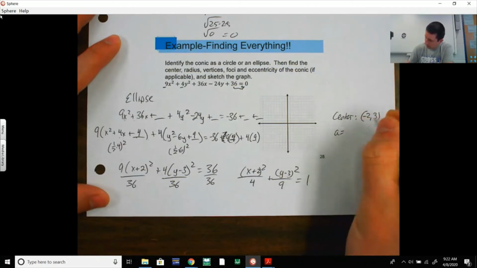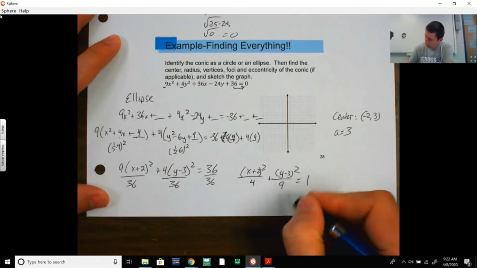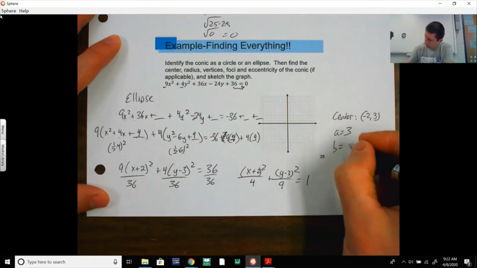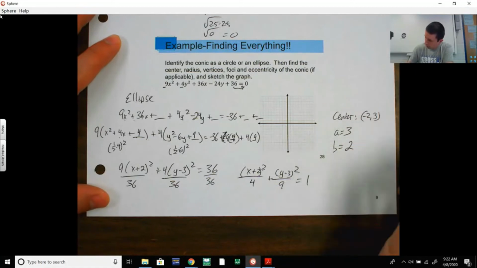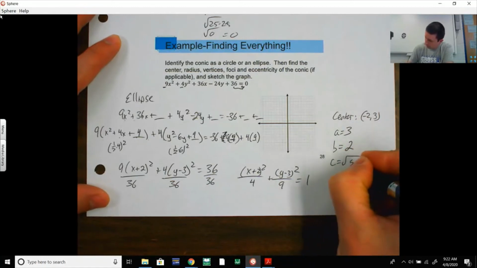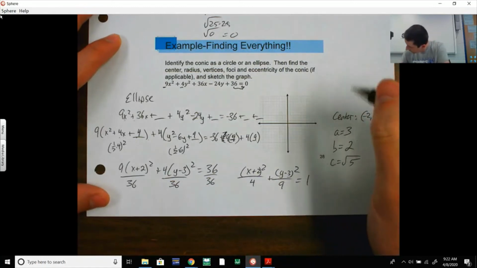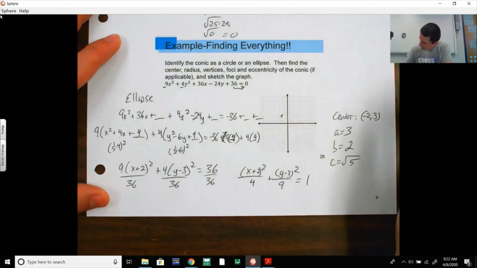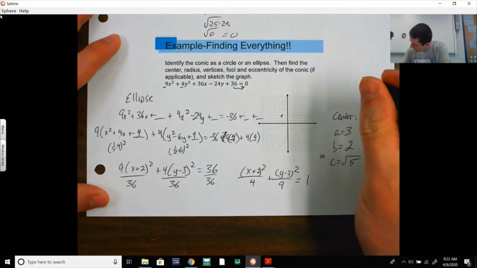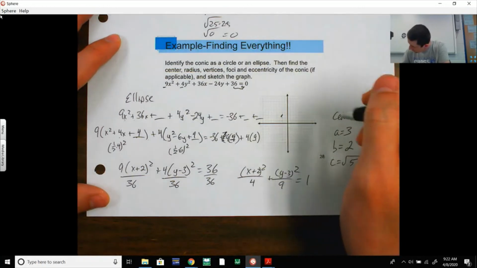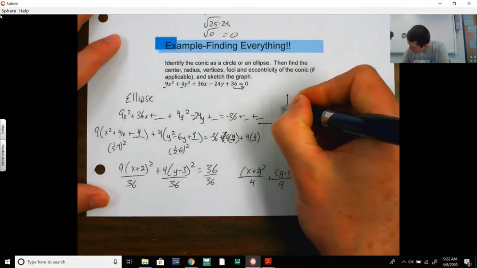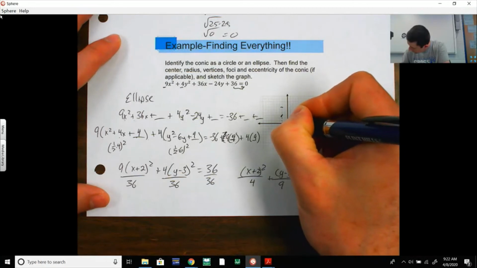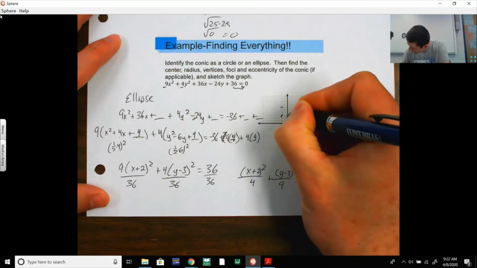Our a value is going to be 3. It's vertical. Our b value is going to be 2. And our c is going to be the square root of 5. So negative 2, 3, then 1, 2, 3. And so my a is 3, so 1, 2, 3. And then for b, 1, 2.